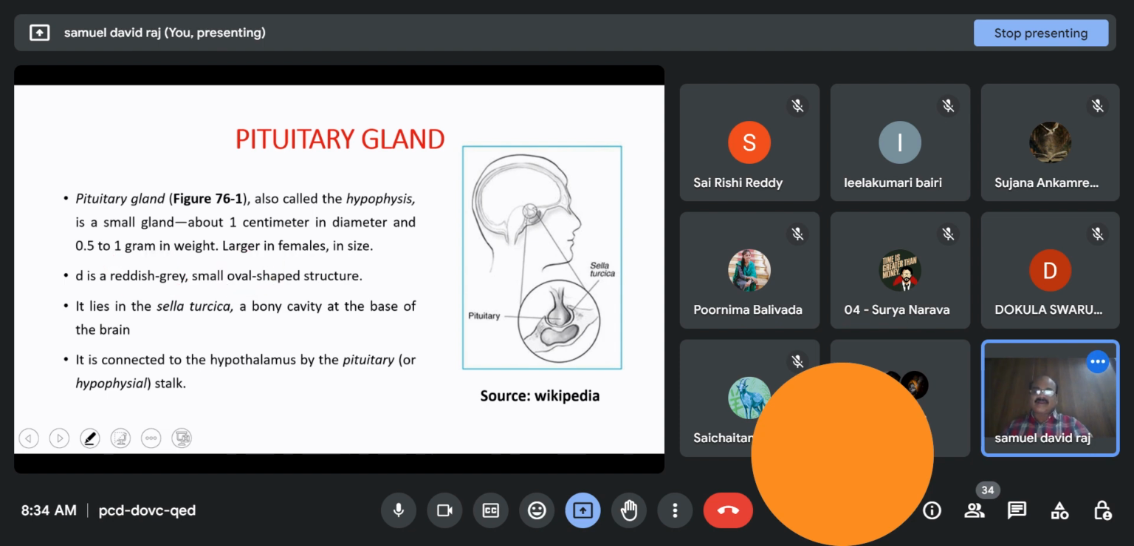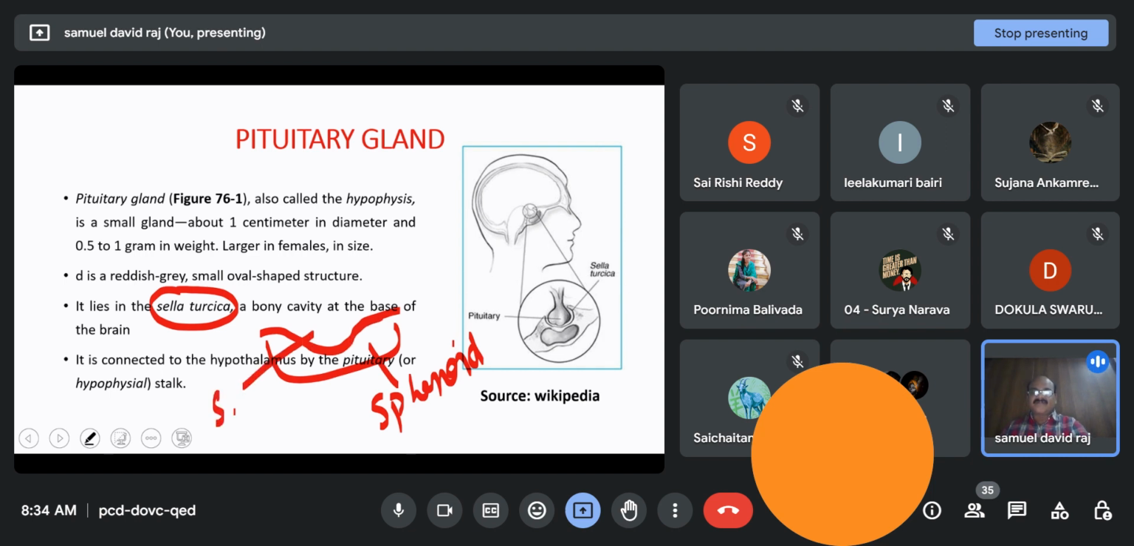So, where is this gland present? This gland is present in a pit or depression called sella turcica. Where is this sella turcica present? If this is the bone, this bone is called sphenoid bone. So this sphenoid bone shows a depression. This depression is called sella turcica, in which our pituitary gets lodged.